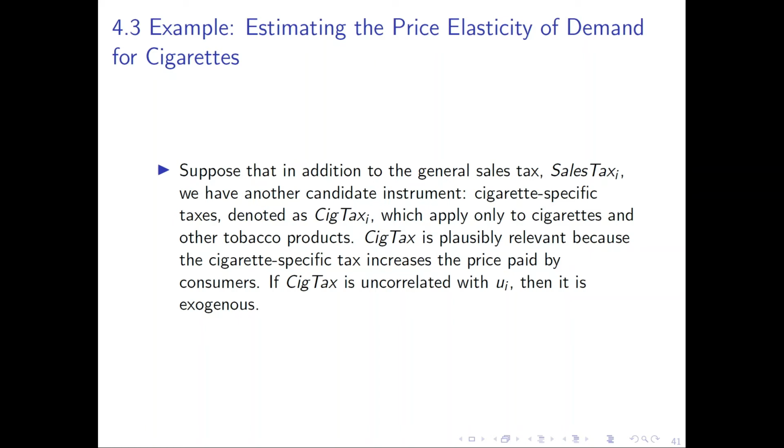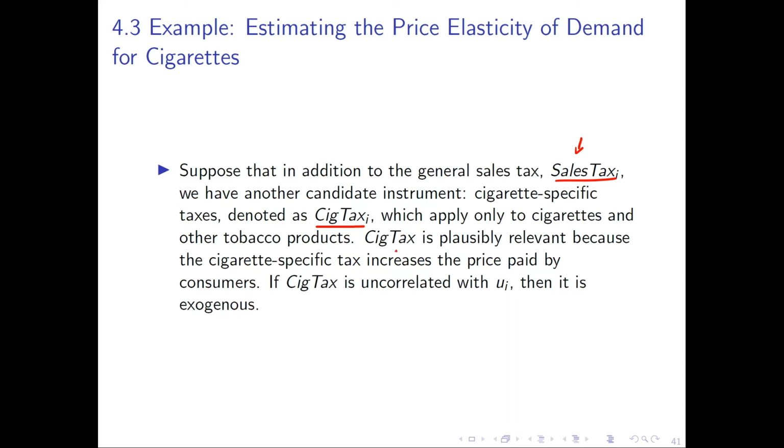To get a grip of this J-test, we can look at one example. Suppose that we have the general sales tax, which we store in the sales tax variable. In addition, we have another instrument. We have the cigarette specific tax, which we store in the sig tax variable. And the sig tax only applies to cigarettes and tobacco products, whereas a sales tax applies to all kinds of products which are sold.